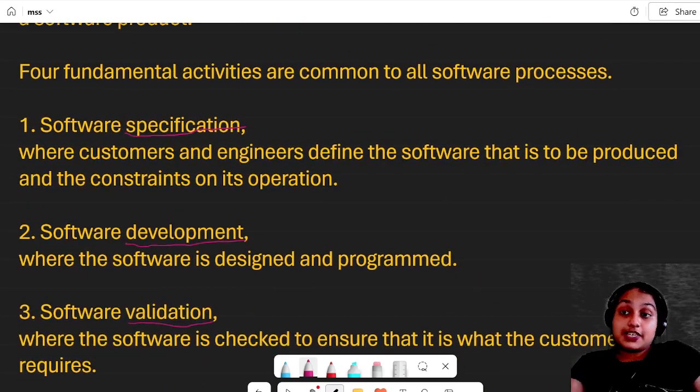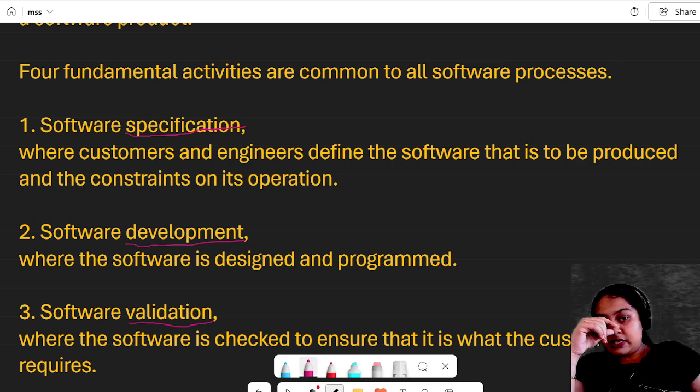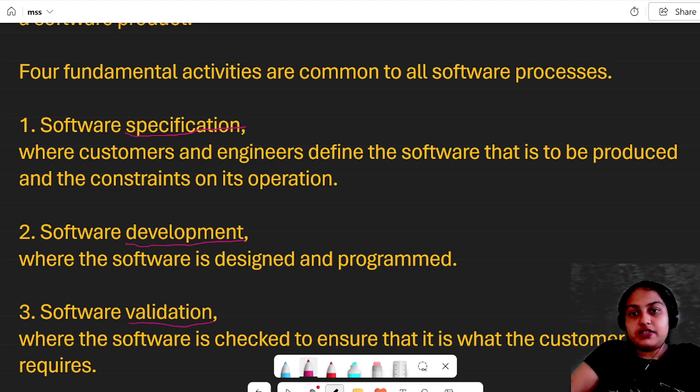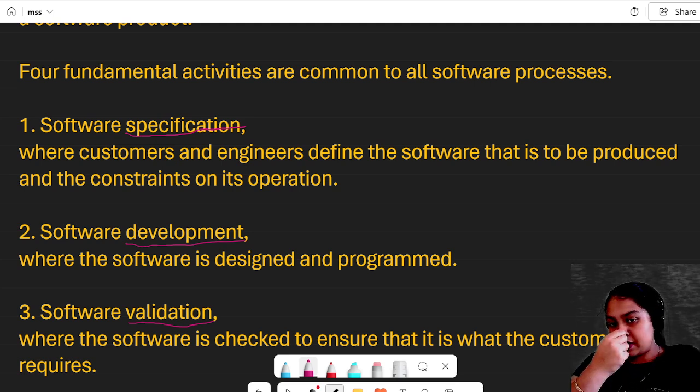Now, software specification is where customers and engineers define the software that is to be produced and the constraints on its operation. The engineers will get the details from the customer: what all things the product needs, what the constraints are. They'll get all those details. Then second stage is development, where the software will be designed, coded, programmed and all those things.